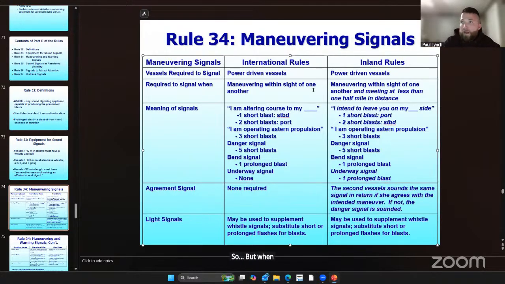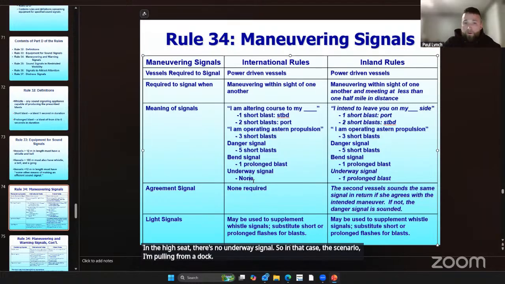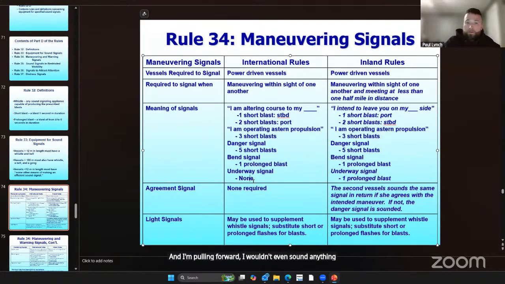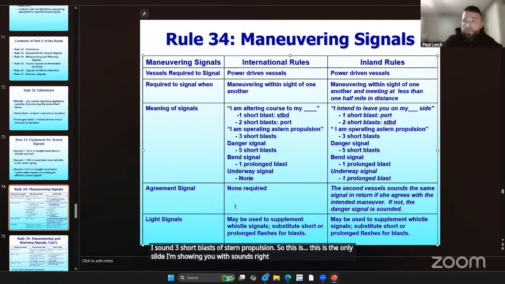But when you're in international rules of the road, on the high seas, there's no underway signal. So in a scenario where I'm pulling from a dock and pulling forward, I wouldn't sound anything. But if I'm operating in reverse out of a slip or a dock, I sound 3 short blasts for stern propulsion. This is the only slide I'm showing you with sounds right now, because there are other sounds too.